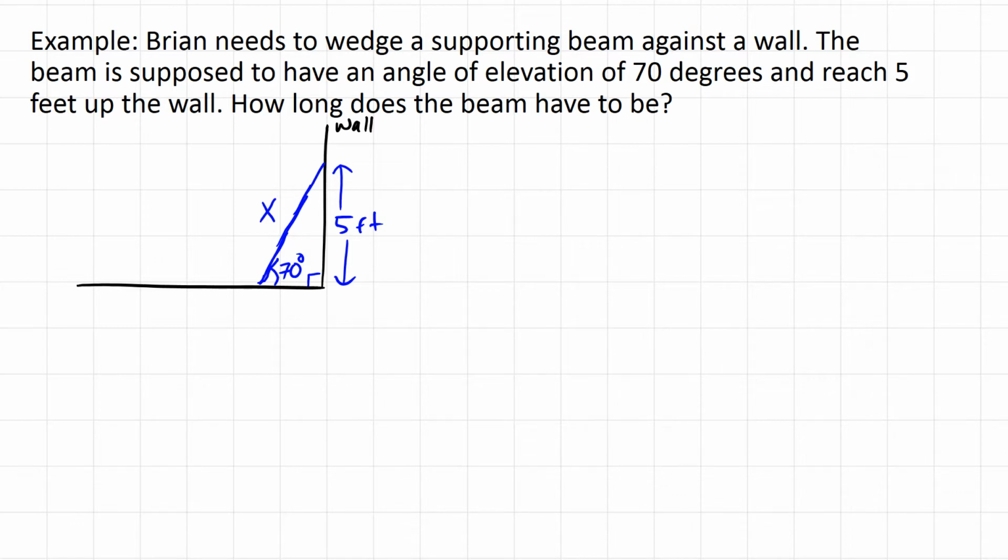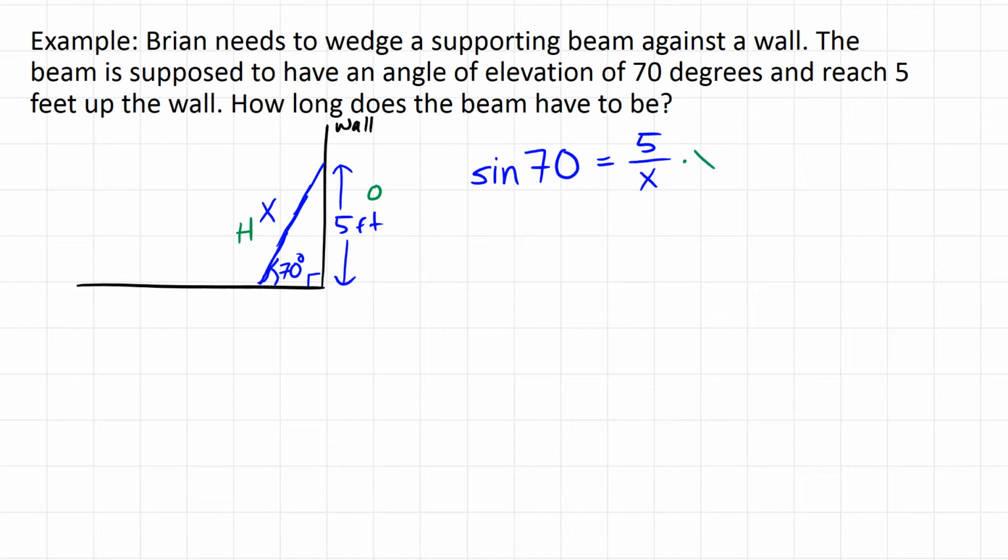Now we're ready to set up an equation. We know the opposite side from 70 degrees is this 5-foot distance, and the hypotenuse of the triangle is x. So we have the opposite and the hypotenuse. From SOHCAHTOA, we'd be choosing sine. So sine of 70 degrees is opposite divided by hypotenuse, or 5 divided by x.